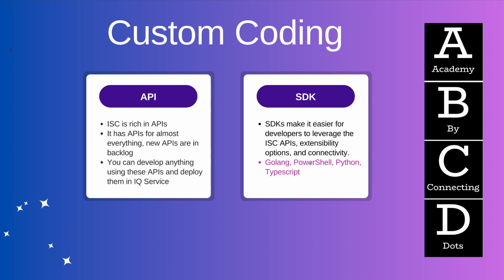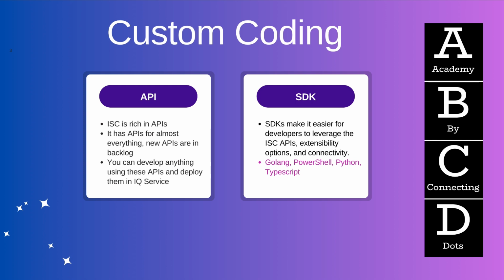Next, custom coding, which is heavy coding. What you can do is use APIs and SDKs. SailPoint has a lot of APIs in IdentityNow. In IdentityNow, for everything there is an API. Almost everything. If there is something an API is not there for yet, SailPoint has it in the backlog and is developing it. You can consume these APIs and write code in pretty much any language, and you can deploy that code in a component we call the IQ service. We use this IQ service to provision into Microsoft applications like Active Directory or Azure Active Directory.